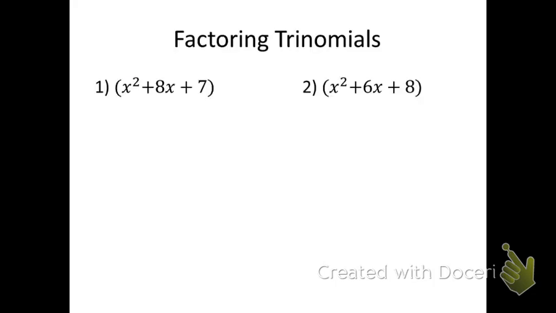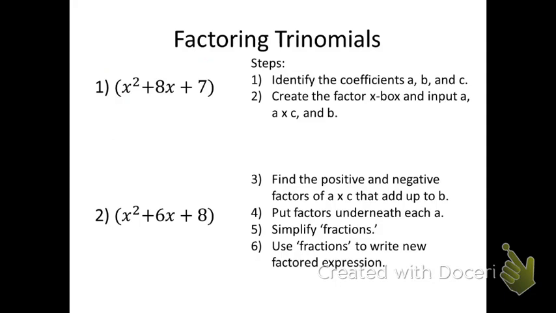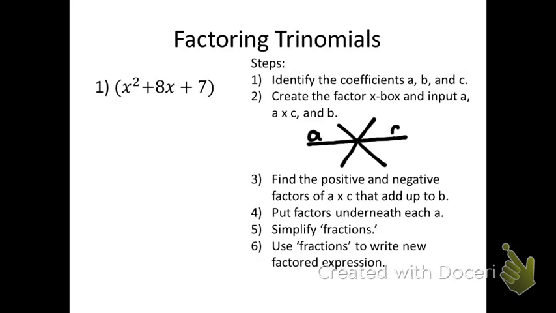Now, we're going to factor trinomials. In order to do that, you need to know these steps. You should take a moment to write these steps down. Okay. Step 1, identify the coefficients A, B, and C of a trinomial. I'll explain that. Step 2, you need to create the factor x box and put A, B, A times C, and B. So this is what I'm talking about when I say the x box. Draw an x like this. Put a line down the center. Put your A here. Put another A here. Put your A times C up in the center. And your B over here. Okay, that's what to start with.